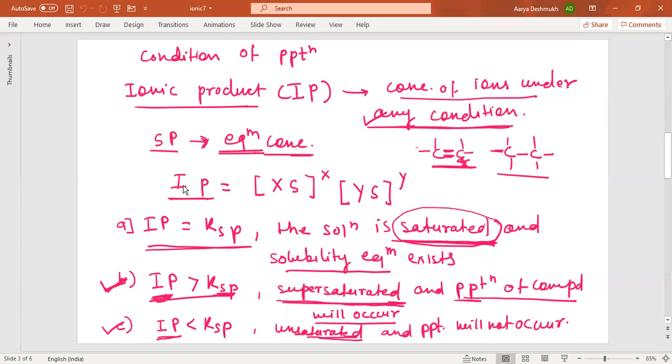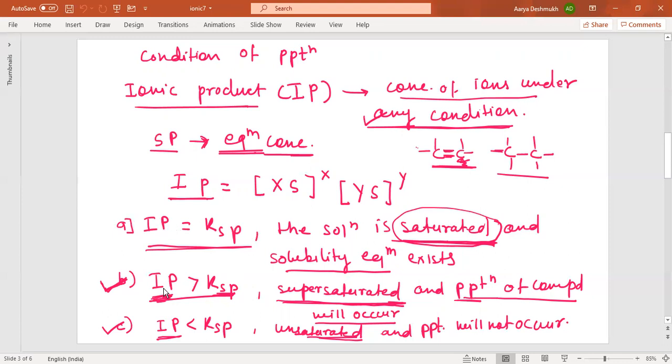Okay, so the ionic product is given by xs raised to x, ys raised to y. Now there are three conditions. First, when this ionic product is equal to the solubility product, the solution is saturated and solubility equilibrium exists here, because these two are equal.